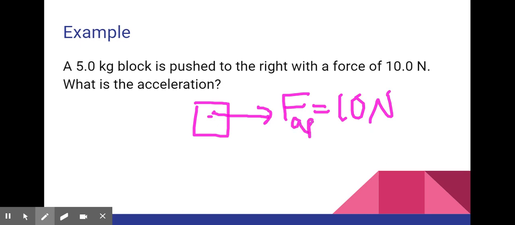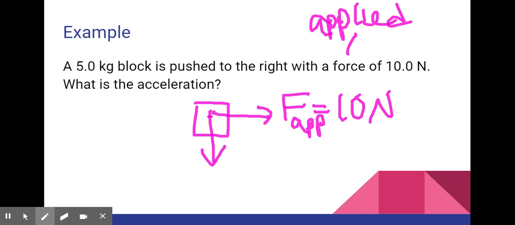And I would probably call this F_AP for applied force. So applied, because this thing is being pushed. So got a 10 Newton force here. We have the force due to gravity. And we have our normal force. And these two should be equal and opposite. So usually we put a little bar, 1 bar or 2 bars, to denote that those two vectors are equal, okay? Or that the magnitude of those two arrows is equal, okay?